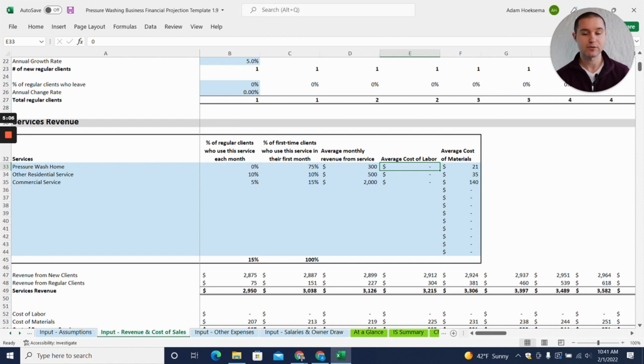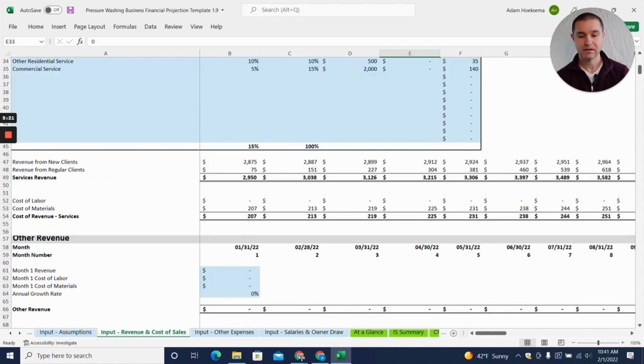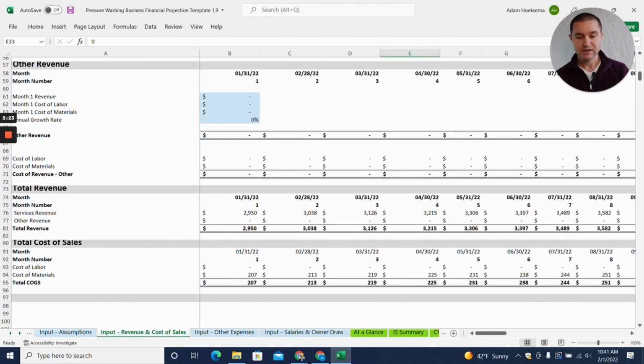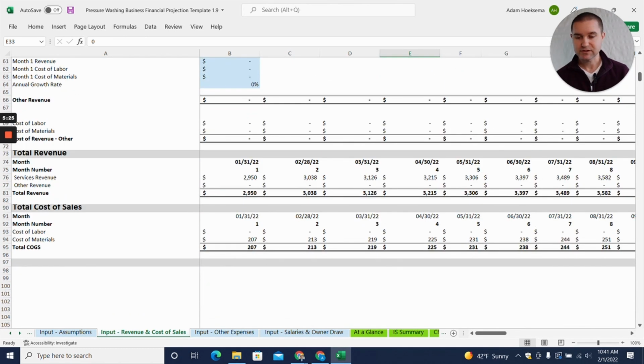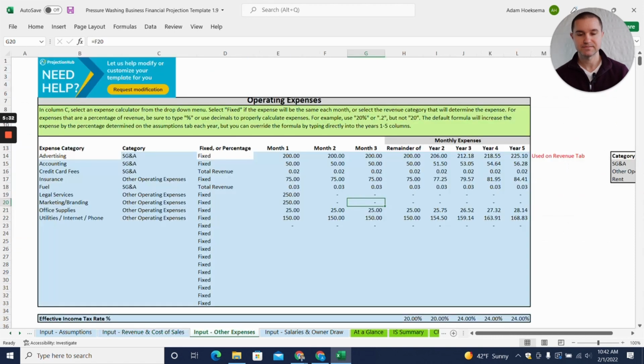And so that should be the labor cost to perform that particular service. So if you think you're going to pay someone $15 an hour and it takes them 4 hours to pressure wash a house, then you'd have a cost of labor of $60. And you can see this is all really just calculations, calculating your total revenue based on those assumptions and your cost of labor and cost of materials.